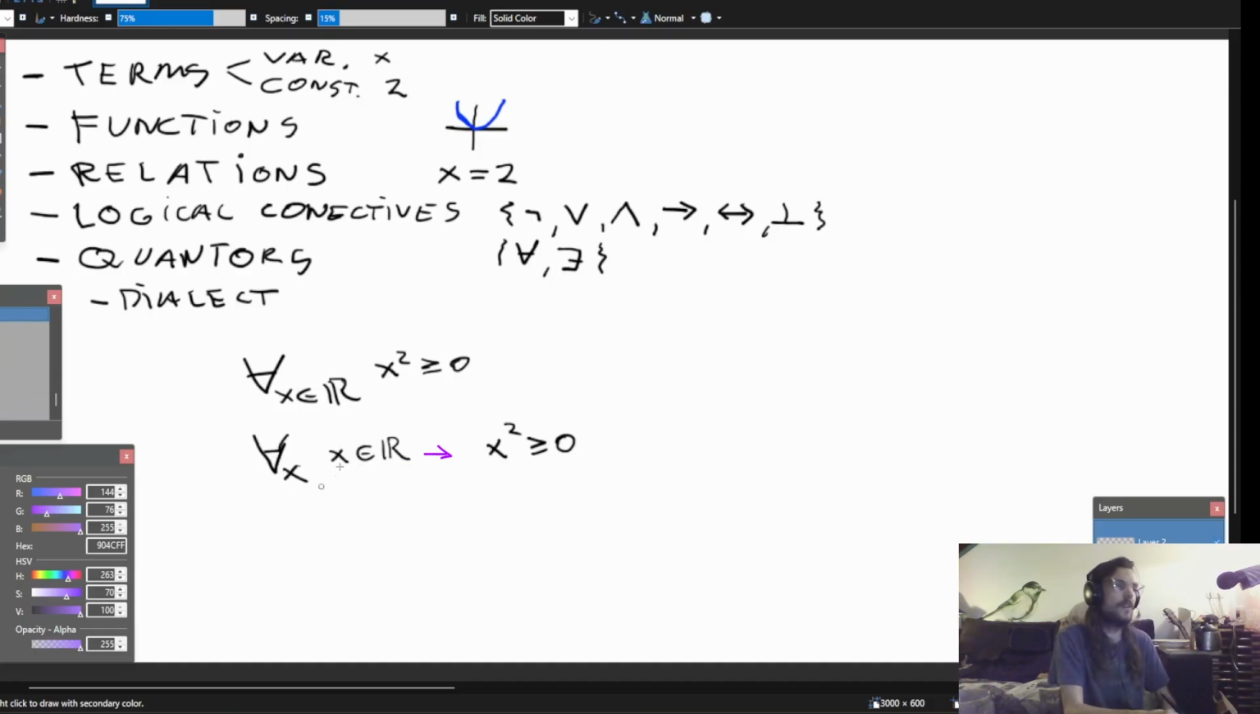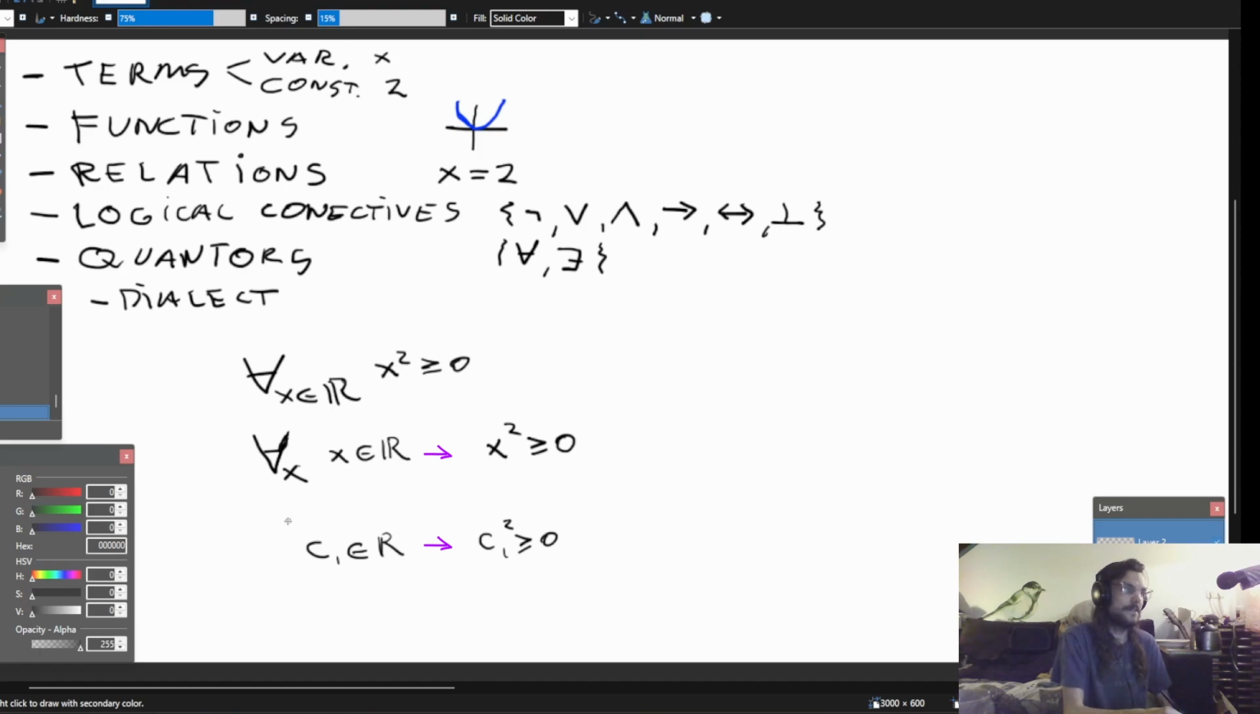So what is this all doing here? It just means that it has to hold for any term in the theory. So there can be infinitely many terms in a theory. Really the way you should interpret this all is that you're doing infinitely many AND statements. So you look at your first term, let's call it C1, and you're asking, is C1 in R? And is C1 squared larger equal 0?